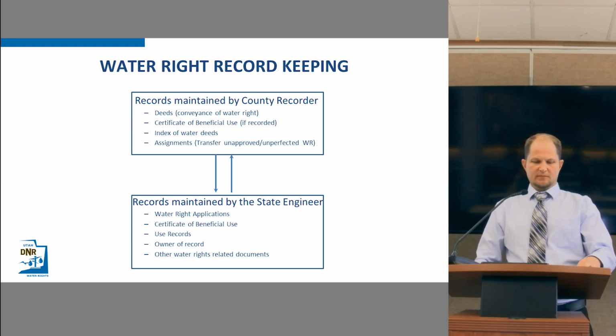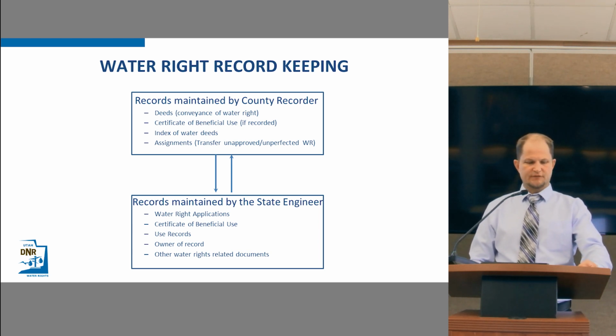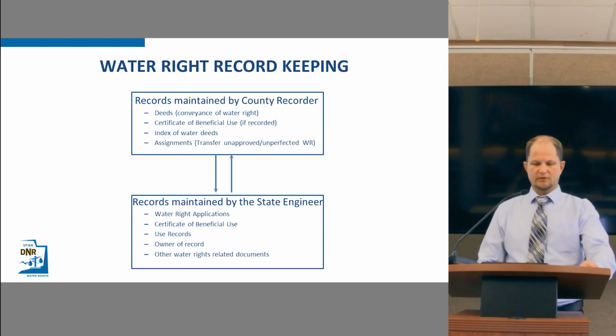The records maintained by the state engineer are water right application data, certificates of beneficial use, ownership information, and other water right related documents. The owner of record is whoever submitted the original application or anyone that has transferred ownership of the right via an addendum to the deed or a report of conveyance.